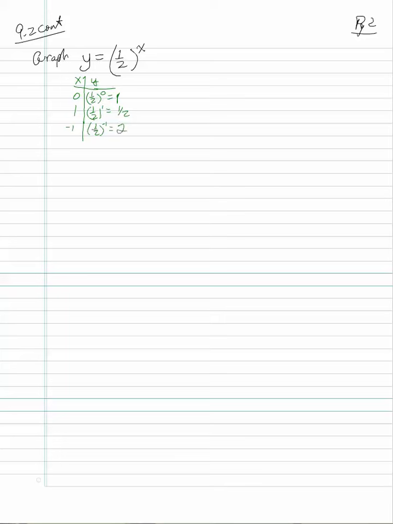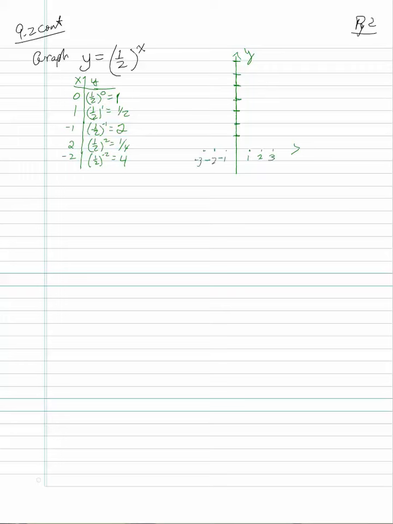So that's 2. If I did 1/2 squared, that's 1/4. If I did negative 2, that's the reciprocal, and square it, so that would be 4. And what you get is the same basic curve, but it's flipped around the x-axis. I said that wrong. It's the same basic curve, but it's flipped around the y-axis.